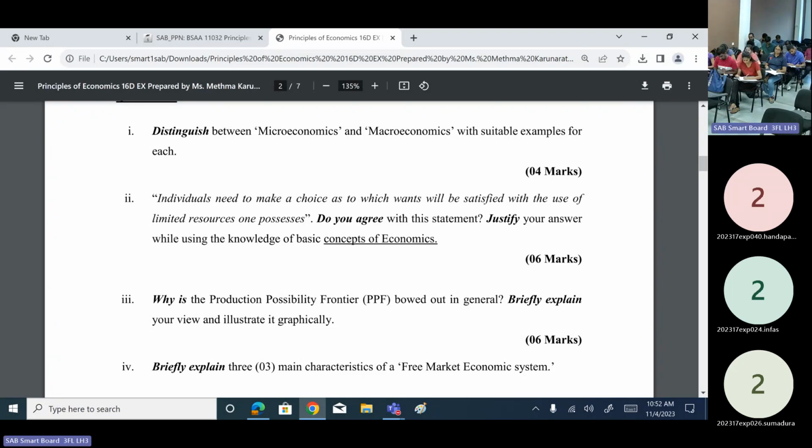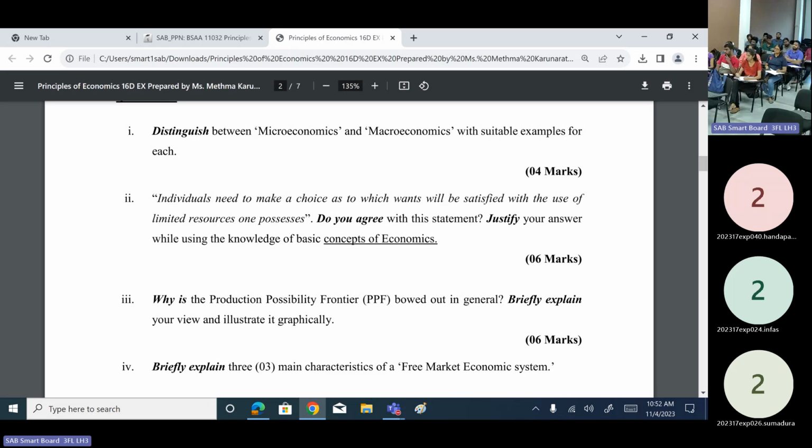Is that clear? And related a little bit onto this statement, right? Individuals need to make a choice because there are limited resources compared to unlimited wants. State that when you're discussing the choice part. Sometimes they may ask you to explain this using an example, right?